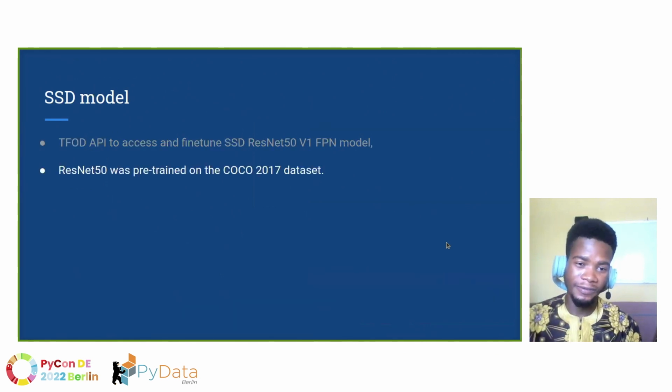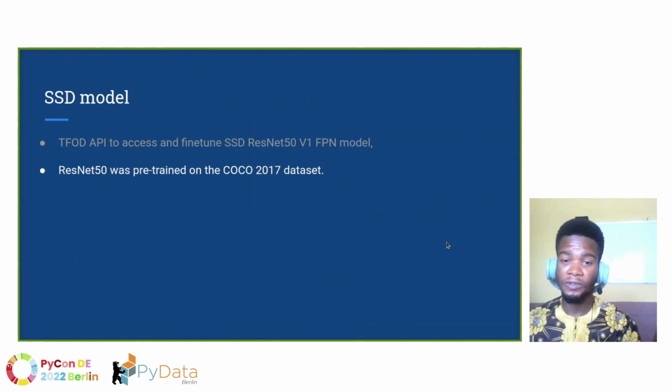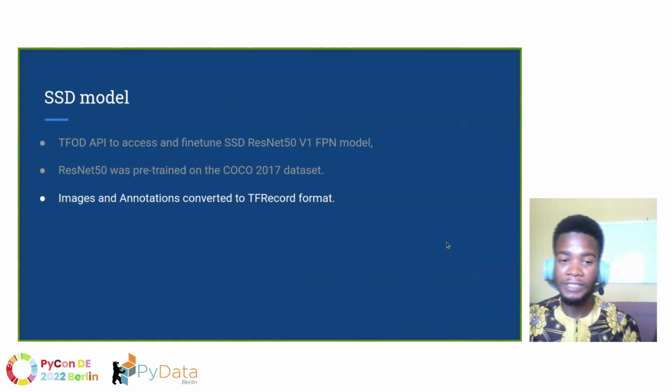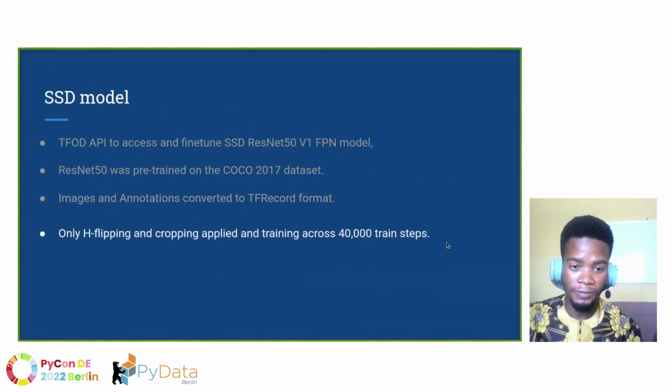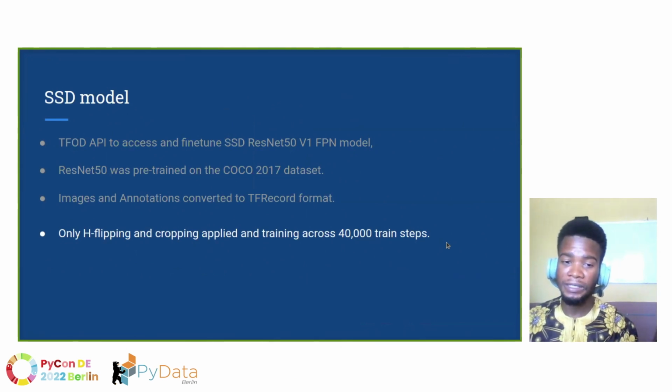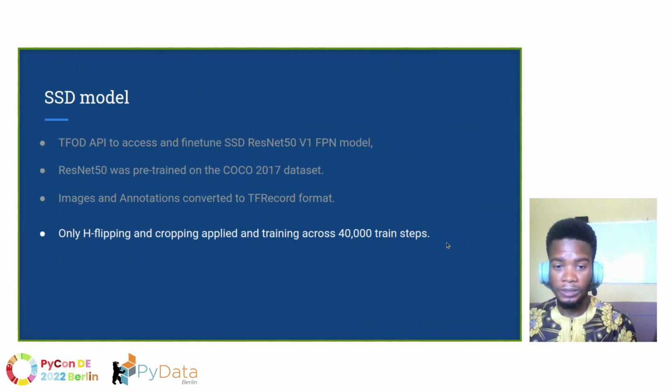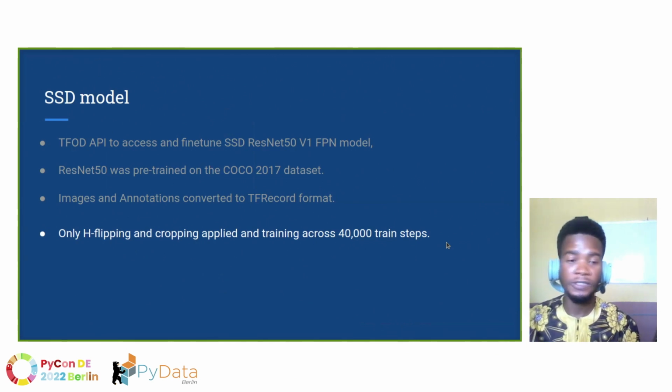The ResNet 50 was already pre-trained on the COCO 2017 dataset, so I had to convert the images and annotations to TFRecord format. For the data augmentation techniques, I only made use of horizontal flipping and zooming, and then I trained across 40,000 steps.